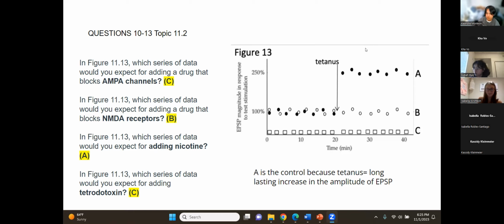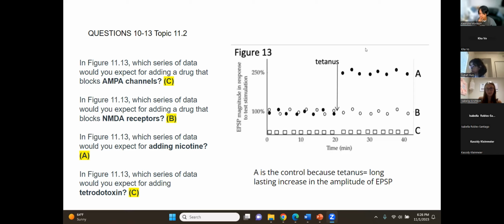Okay, gotcha. It just wouldn't be as strong. The tetanus makes it stronger. What wouldn't be as strong? The EPSP. Yeah, I guess you are right, and I see where that line of reasoning is, because the tetanus allows for there to be more receptors.